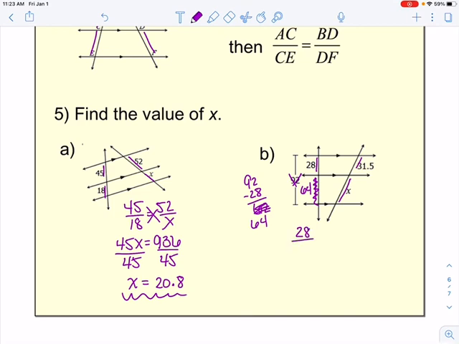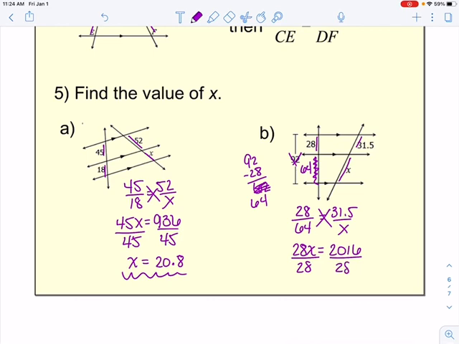So 28 over 64 is going to equal 31.5 over x. Cross multiply. 28 times x is 28x, and 64 times 31.5 is going to give me 2016. The opposite of multiplying by 28 is to divide by 28. Always double check my math, but when you do 2016 divided by 28, you should get an answer of 72. Okay, and that is it for section 6.5.